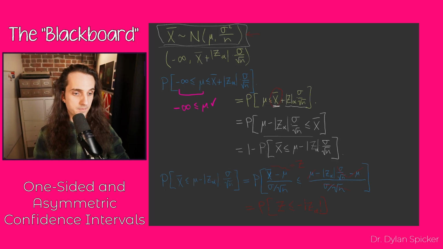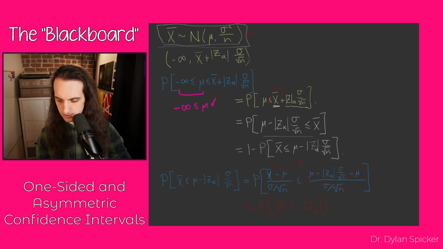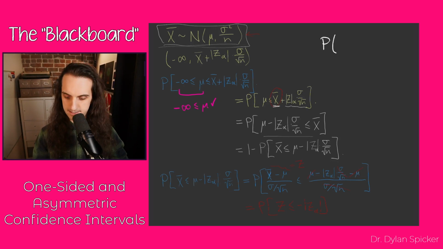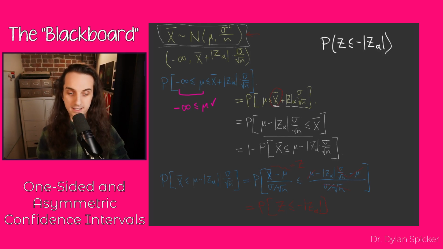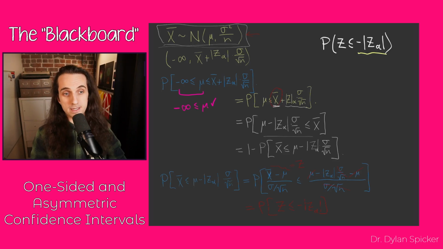Okay, so in terms of actually trying to draw this to a conclusion, we have that the probability that Z is less than or equal to negative z alpha, right? Because I can see that that's a little bit challenging to read in the red writing down here, so we'll write it out up here as well. And so the only thing that we need to note here is what is this negative z alpha.